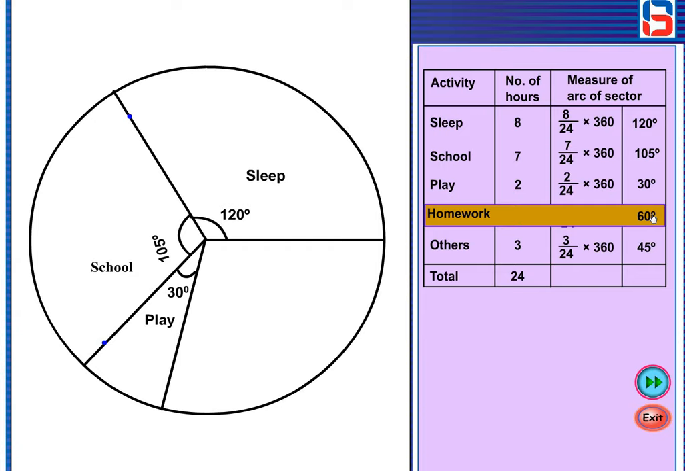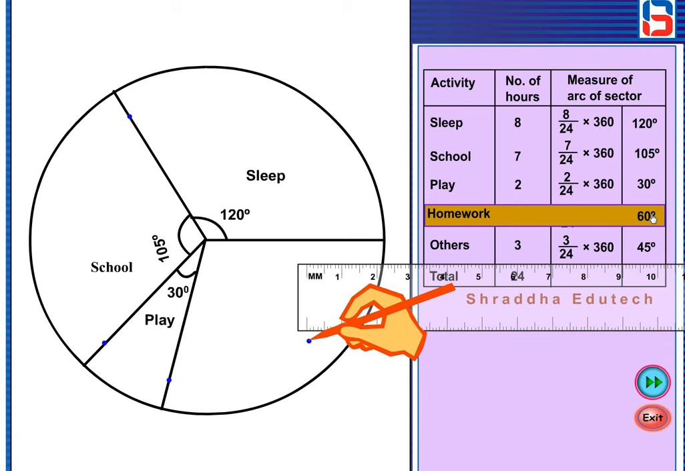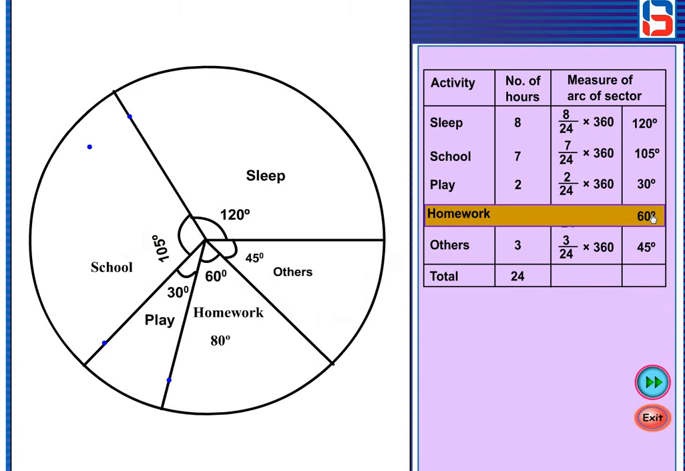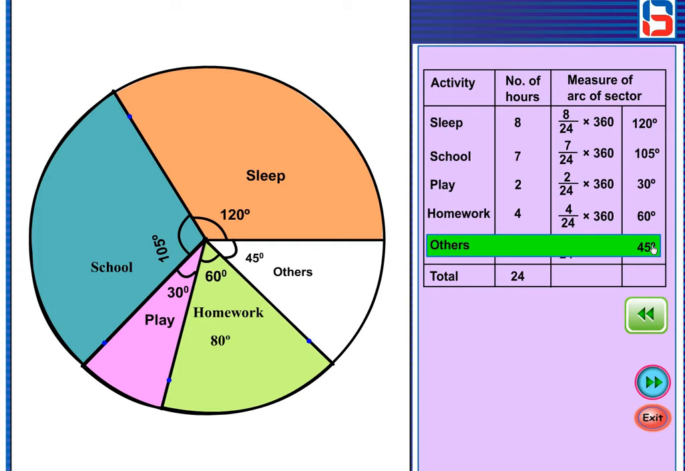Then we draw 60 degree. The last angle will be 45 degree. That's your answer.